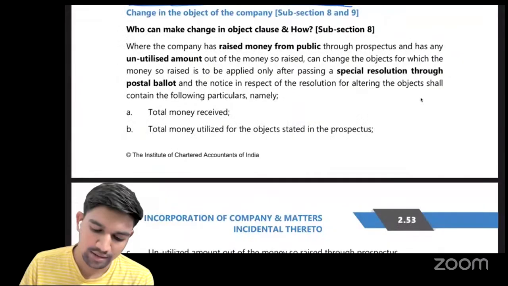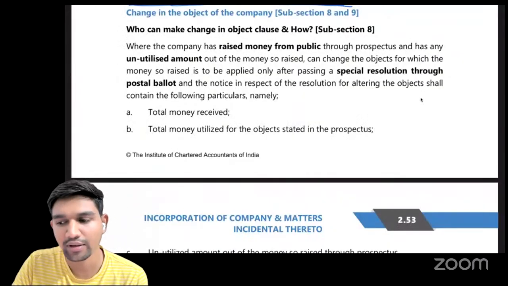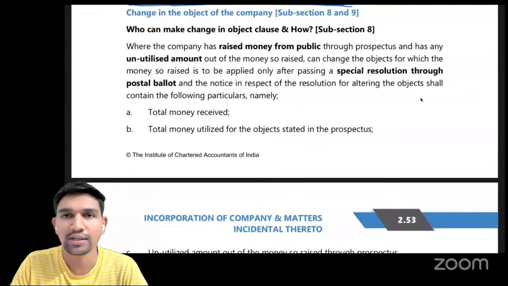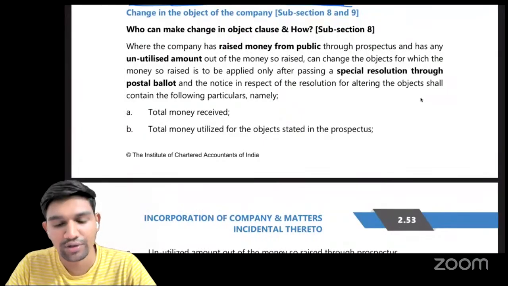Previously, we have learned the alteration of memorandum. In that, we have discussed the name clause alteration and situation clause alteration for registered office of the company, which is situated on the website of the company.